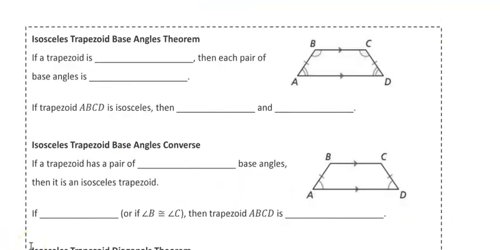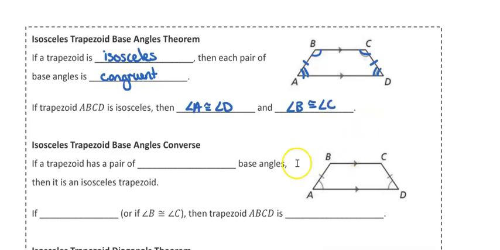The isosceles trapezoid base angles theorem says that if the trapezoid is isosceles, meaning the legs are congruent to each other, then each pair of base angles is also congruent. So if we know that trapezoid ABCD is isosceles, then we know angle A is congruent to angle D, and we know angle B is congruent to angle C.